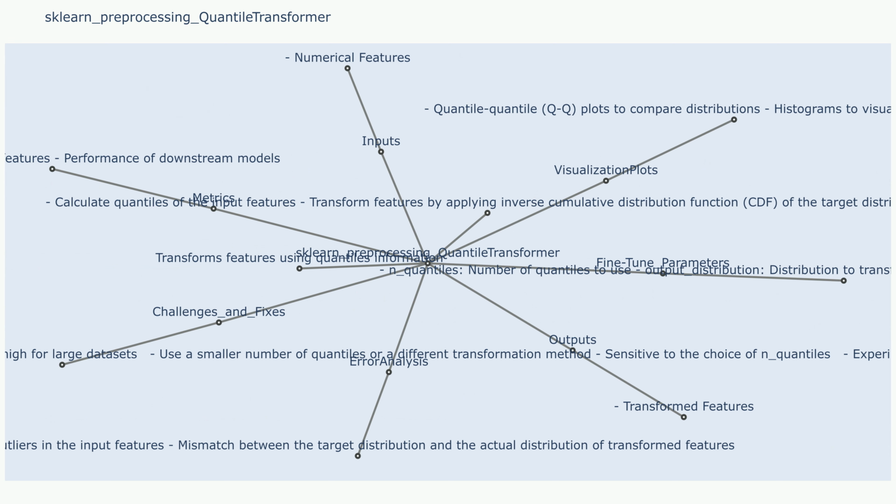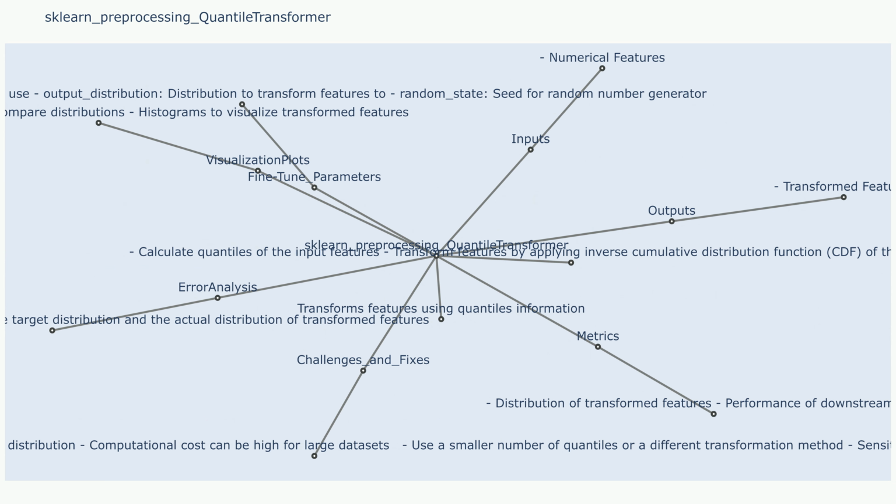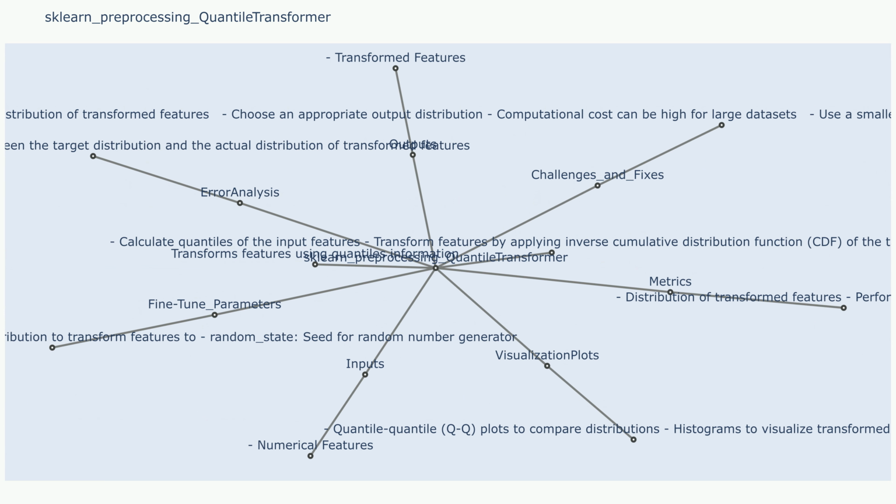Steps: calculate the quantiles for the input data. The quantile transformer first computes the quantiles for each feature in the input data. Map quantiles to target distribution. The calculated quantiles are then mapped to the quantiles of the target distribution, either uniform or Gaussian. Transform the input data based on the mapped quantiles. The original data points are transformed to the desired distribution.